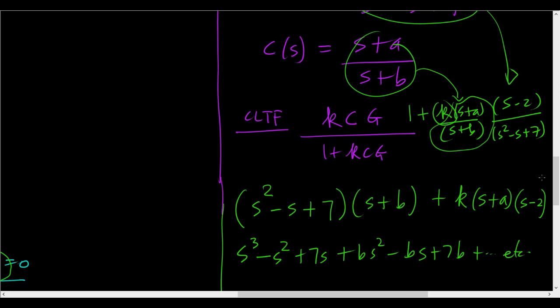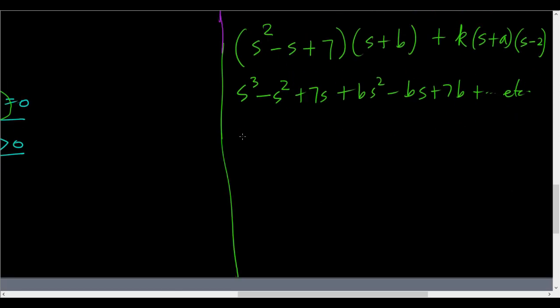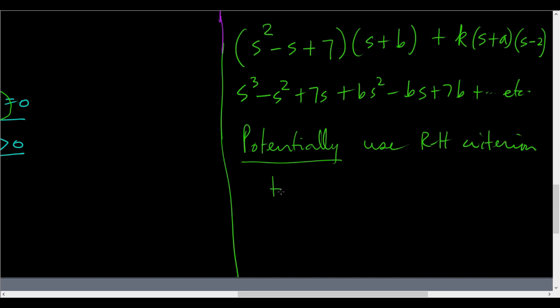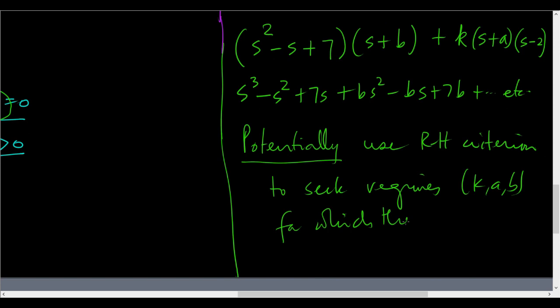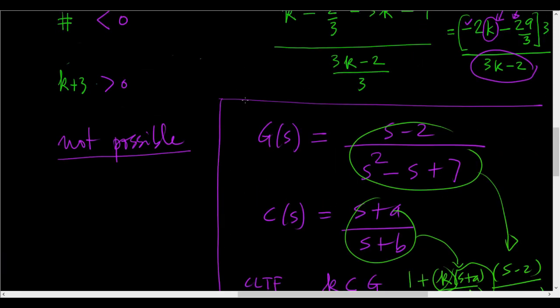Okay, and then you could potentially use the Routh Hurwitz criterion to seek regimes of K, A, B for which the system is stable. Okay, this is a hypothetical example. I'm not saying that you will find it easily, whether it is stabilizable or not. We are not talking about that.